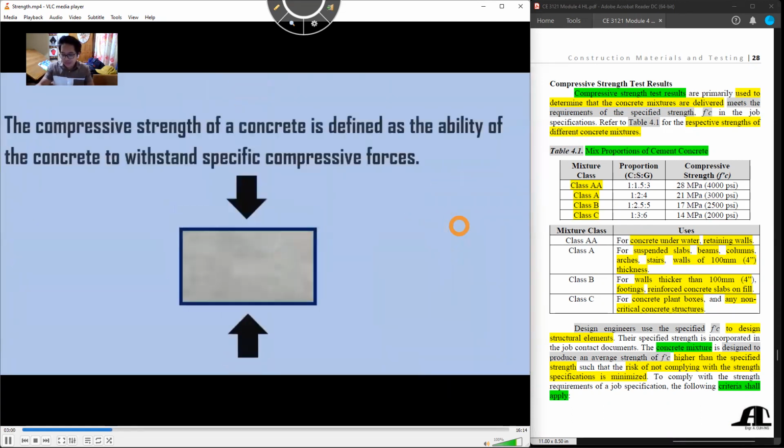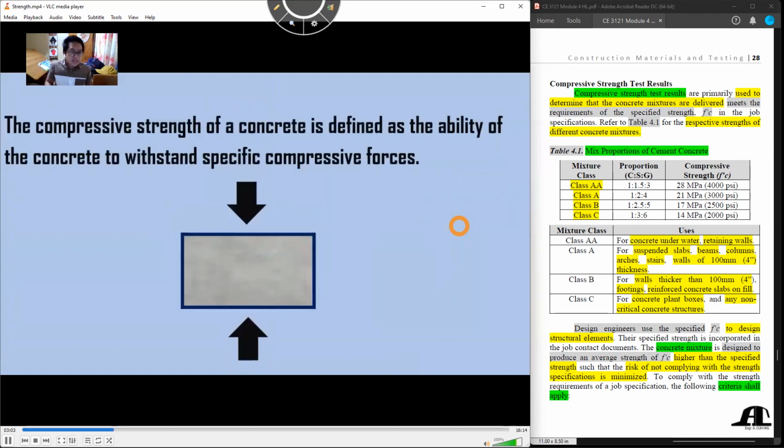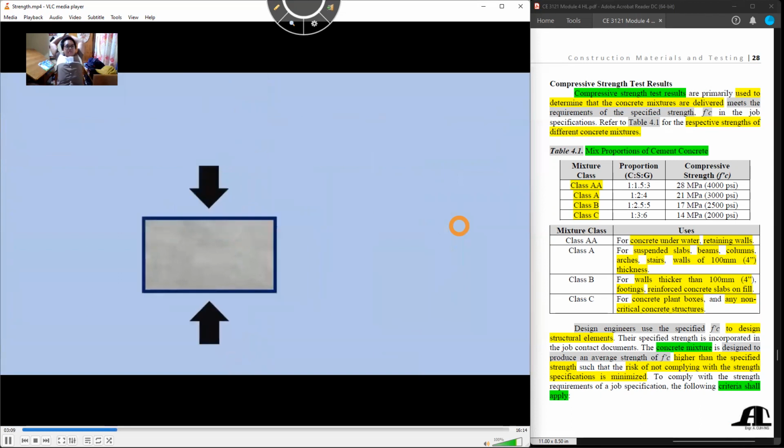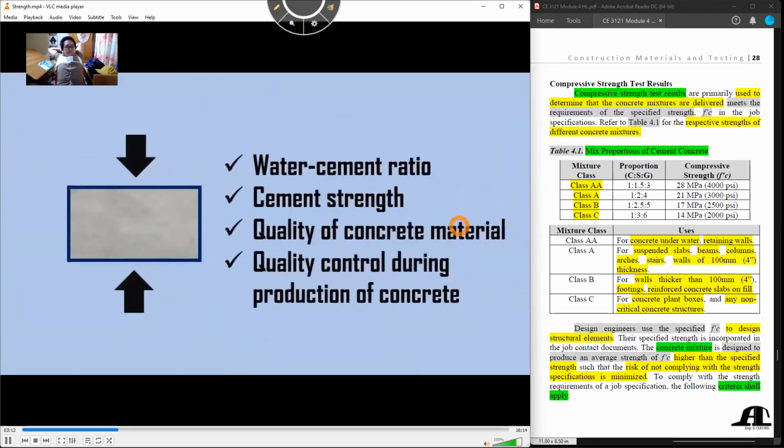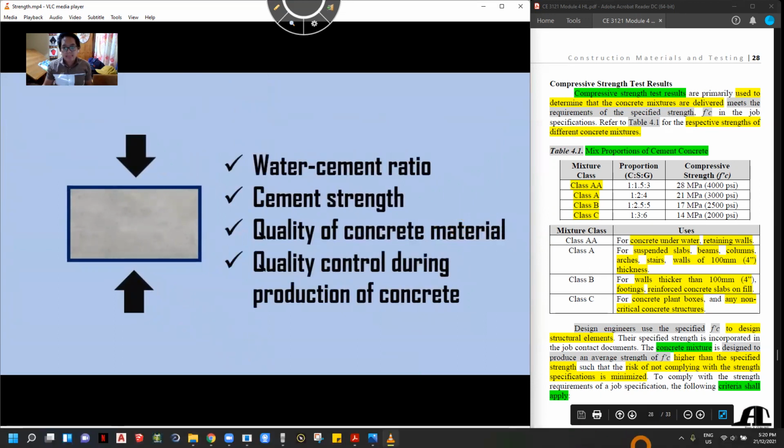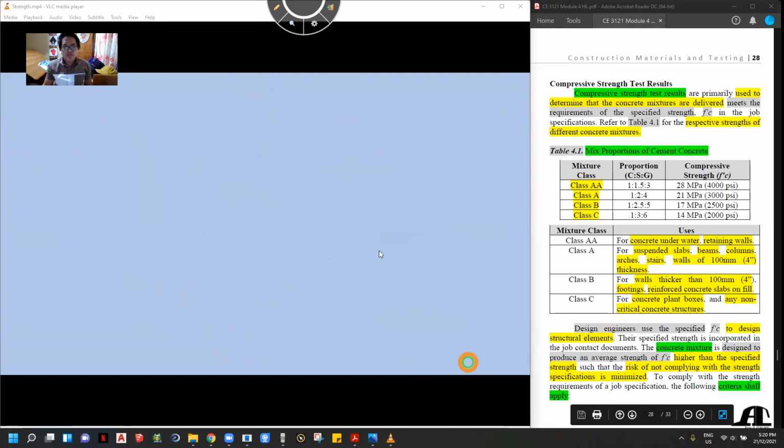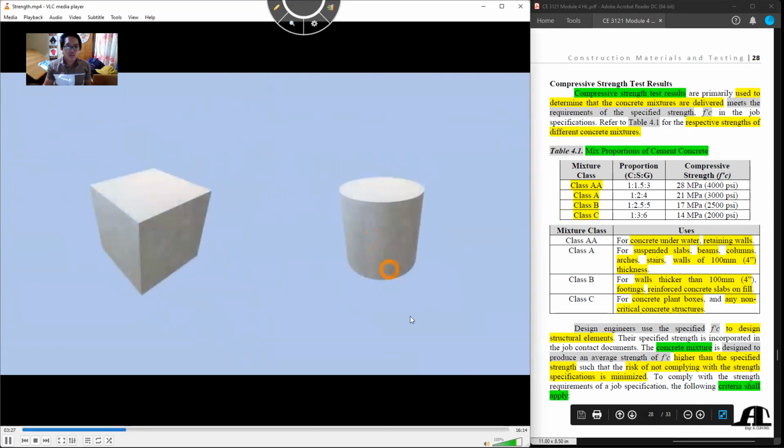The compressive strength of a concrete is defined as the ability of the concrete to withstand specific compressive forces. Compressive strength of concrete depends on many factors such as water-cement ratio, cement strength, quality of concrete material, quality control during production of concrete, etc. Generally, the specimens shaped in cube and cylinder are used for testing the compressive strength of concrete.